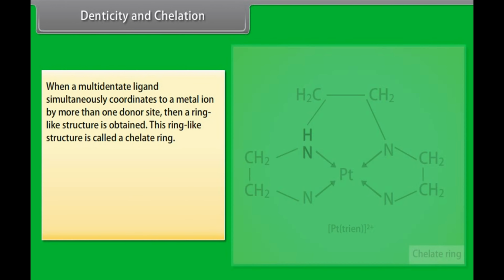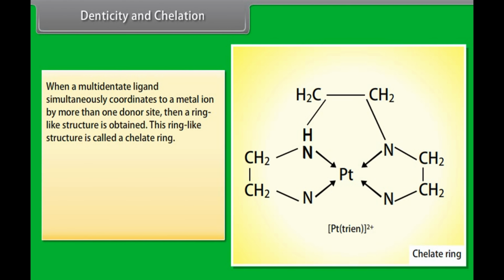Denticity and chelation. When a multidentate ligand simultaneously coordinates to a metal ion by more than one donor site, then a ring-like structure is obtained. This ring-like structure is called a chelate ring. [Pt(trien)]2+ is an example of chelation.